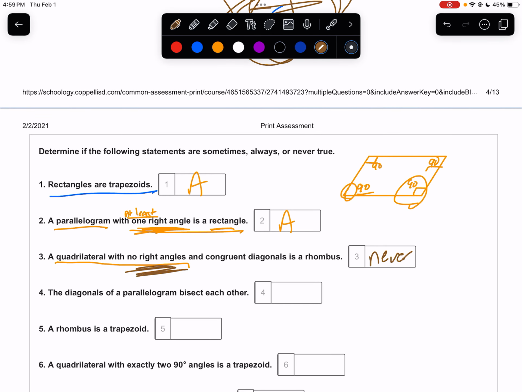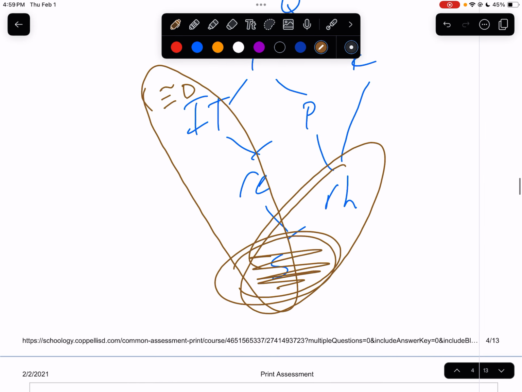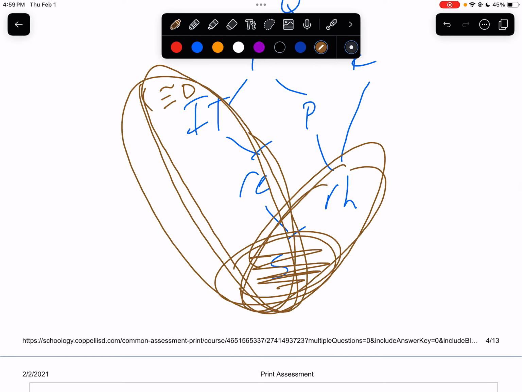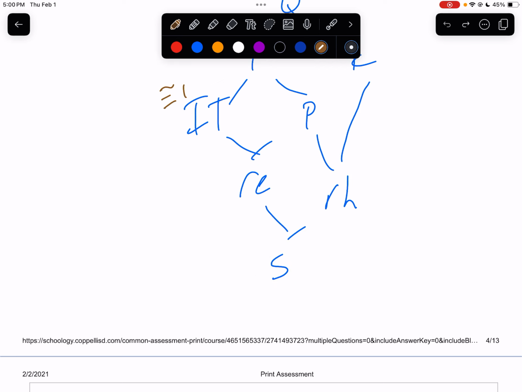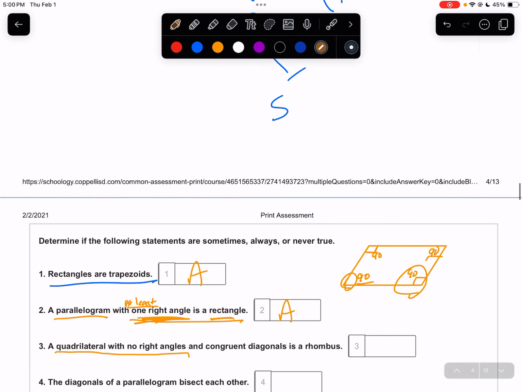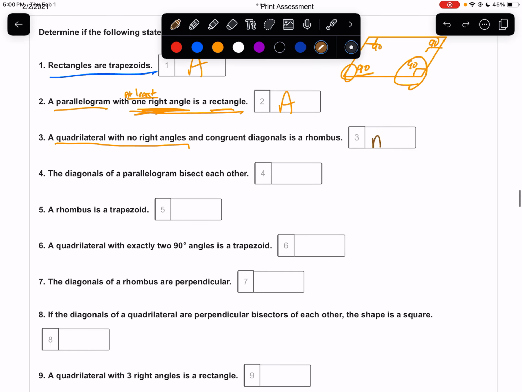Nope, never. Now, if we took this out, if the no right angles thing was not there, if I just said a quadrilateral with congruent diagonals is a rhombus, that would be just these shapes, and yes, that sometimes happens, right? A square is both of those things. I know that's hard to understand. We're going to keep practicing some of these things. Let's go back over here. So a quadrilateral with no right angles and congruent diagonals is a rhombus. That is never. The diagonals of a parallelogram bisect each other. Always. That's one of its core properties.